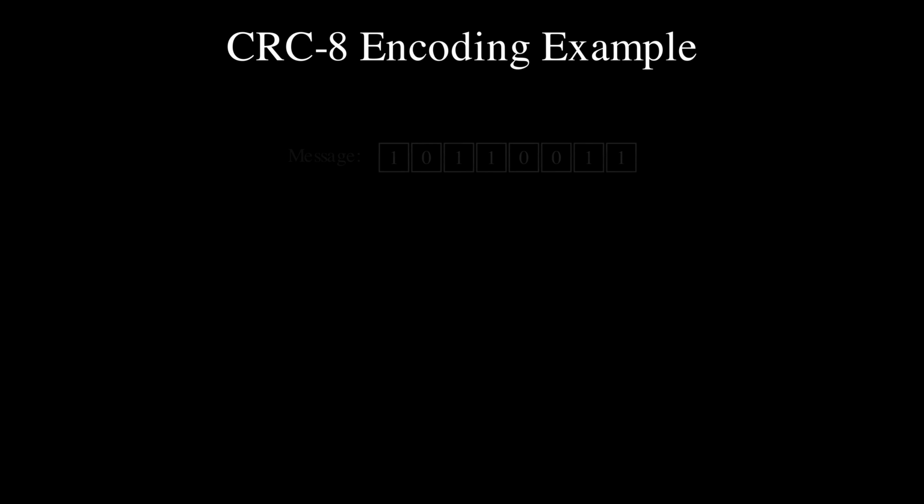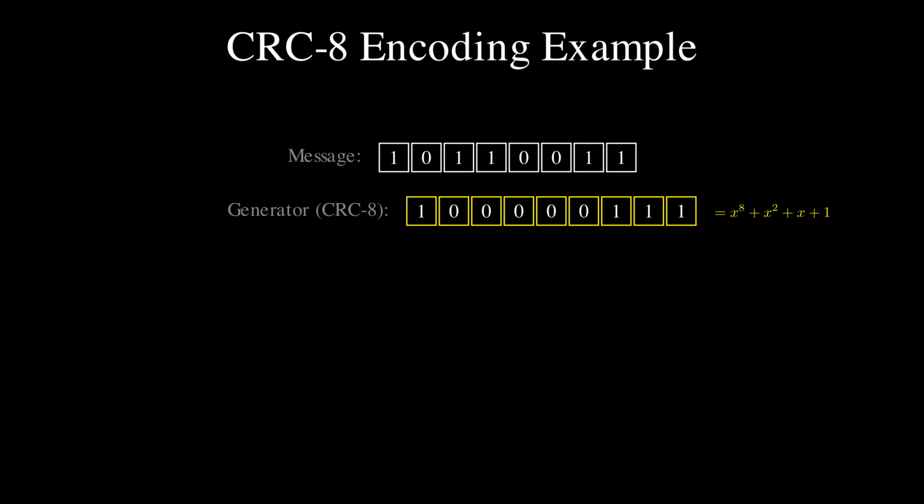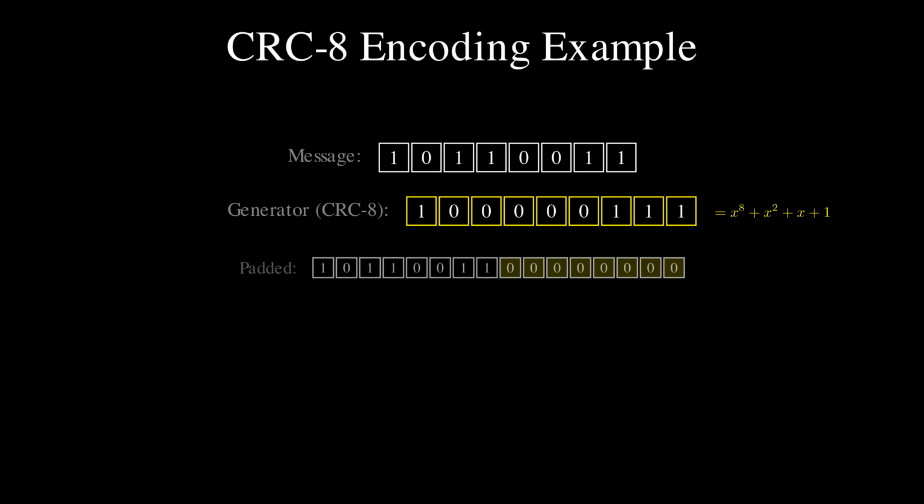Now let's see a complete CRC-8 example. Let's encode a message using CRC-8. Our message is 10110011, which is 8 bits. The CRC-8 generator polynomial is x to the 8 plus x squared plus x plus 1, which in binary is 100000111. Since our generator has 9 bits, we append 8 zeros to the message before division. This gives us space for the CRC.